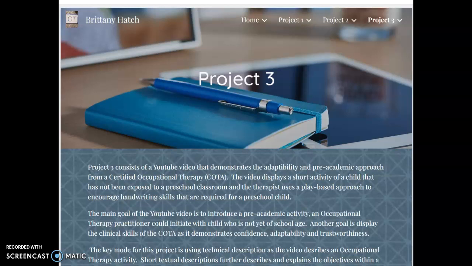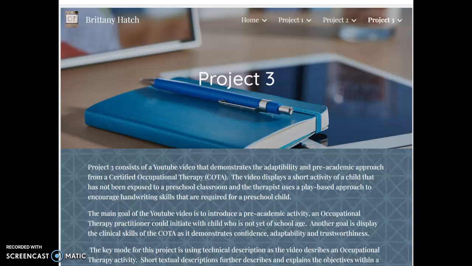Hello, so we are at Project 3 and we are looking at the reviewing and editing process of the SLO reflection. So across media and context, there were different software that were used to create Project 3.